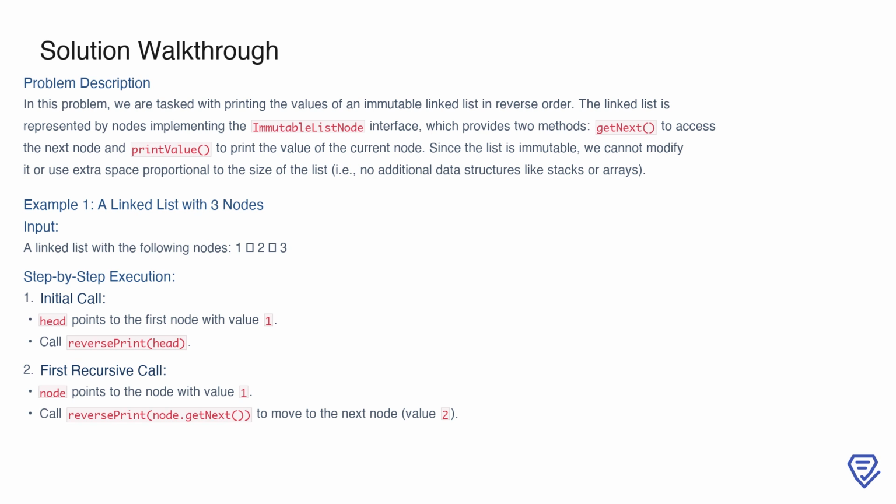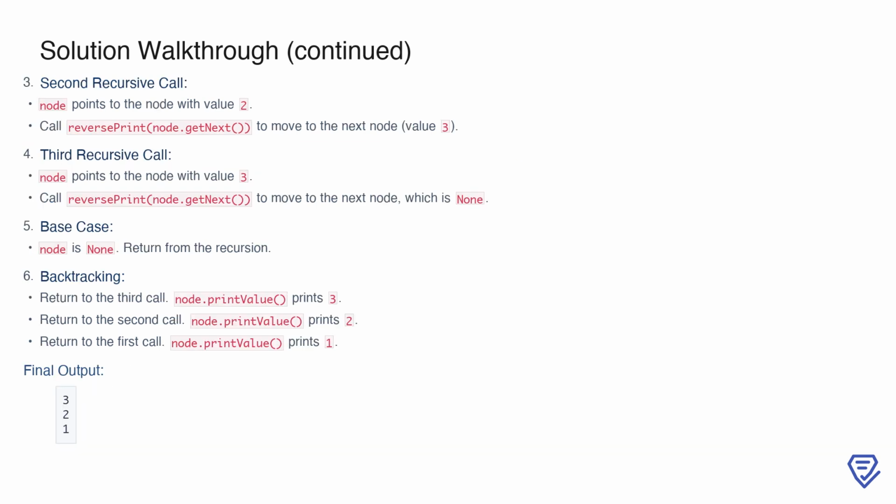Inside the function, we first process the node with value 1, and then call reverse print recursively on the next node, which has the value 2. Next, the recursive call processes the node with value 2. Here, the function again calls reverse print recursively, this time on the next node, which is the node with value 3. When we reach the node with value 3, the function makes another recursive call to its getNext method, which now returns none since this is the end of the list. At this point, we hit the base case of the recursion, where the function will simply return because there are no more nodes to process.